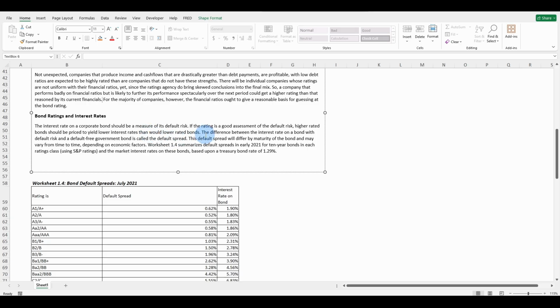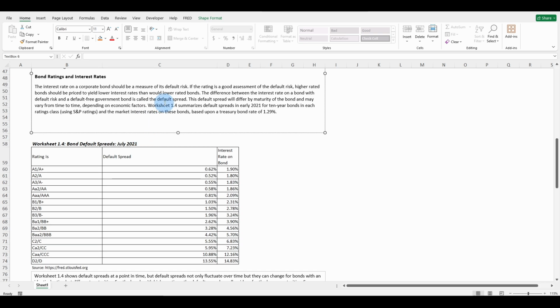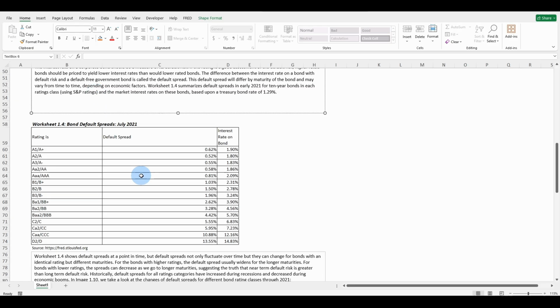The difference between the interest rate on a bond with default risk and a default-free government bond is called the default spread. This default spread will differ by maturity of the bond and may vary from time to time depending on economic factors. Worksheet 1.4 summarizes default spreads in early 2020 and early 2021 for 10-year bonds in each rating class using S&P ratings and the market interest rates on these bonds, based upon a treasury bond rate of 1.29%.